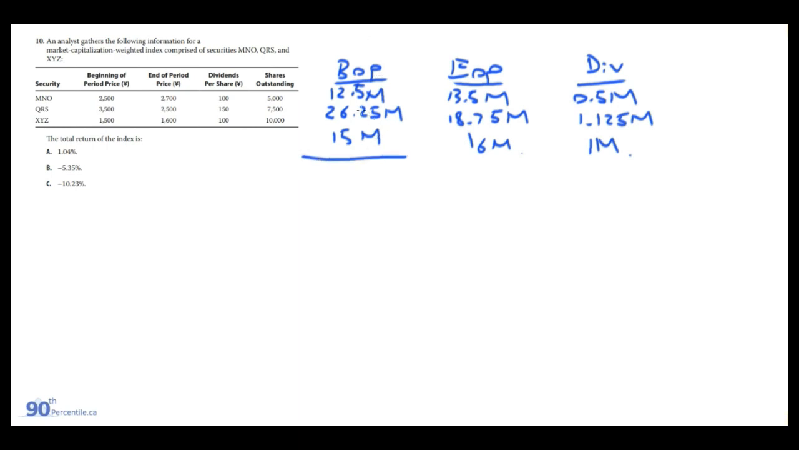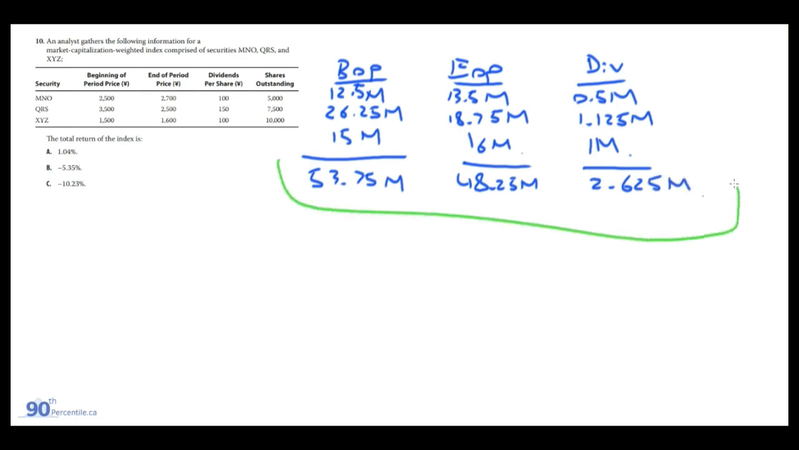And if we sum up all the BOP values, we get 53.75 mil. Sum of all the EOP, we get 48.25 mil. So we had a loss over the period, but that's going to be partially offset by the dividends received, which were 2.625 mil. So now we can calculate the return the similar way that we did in the last question.